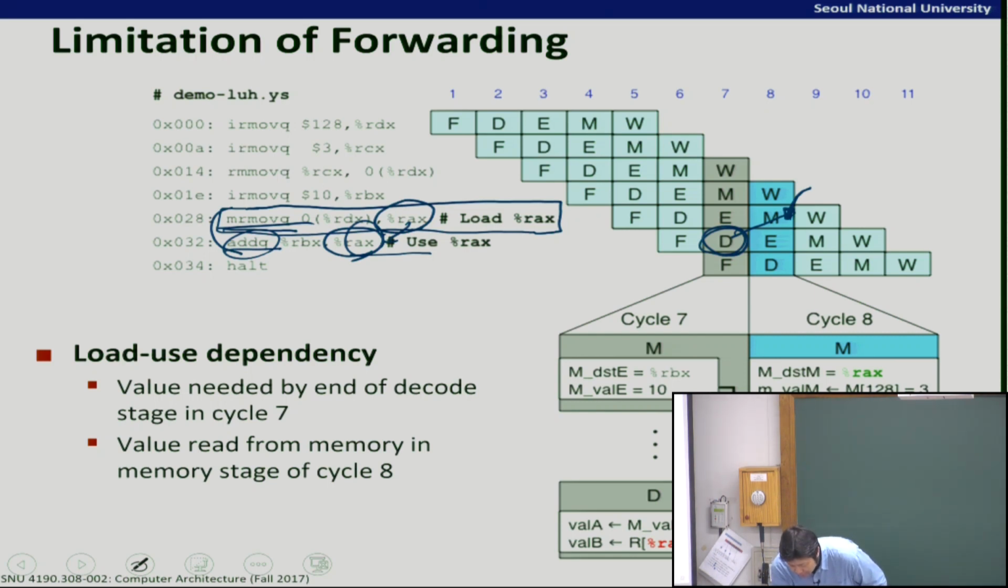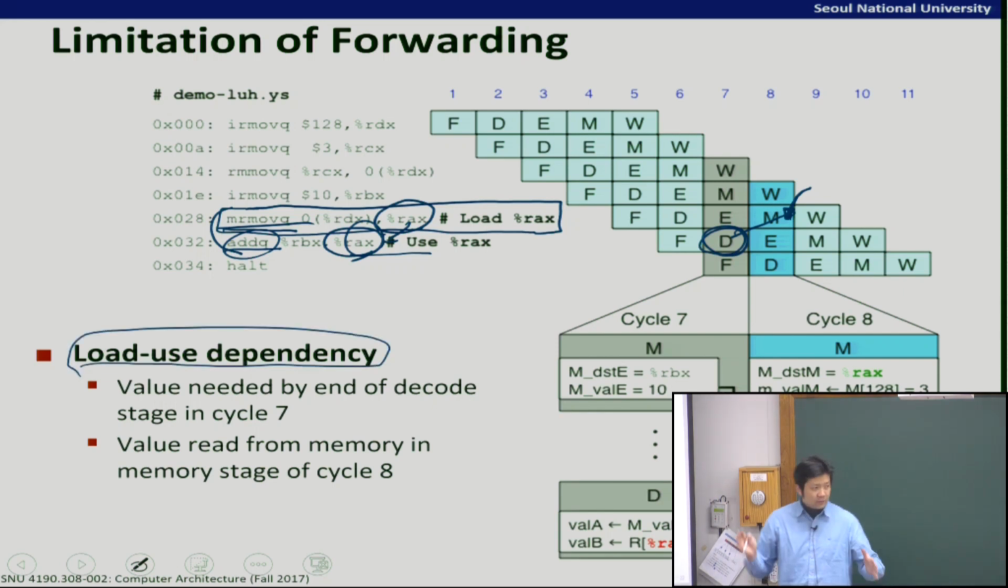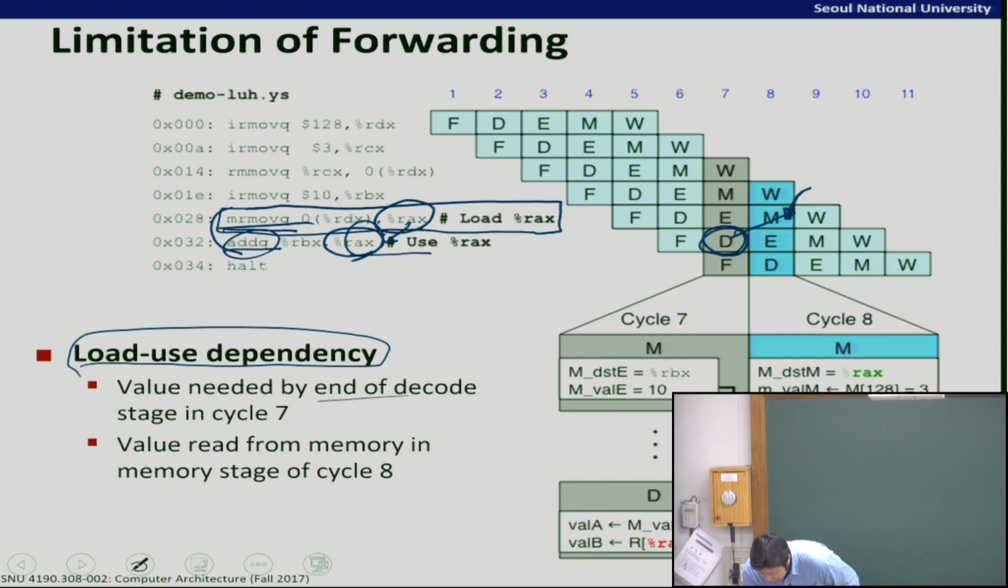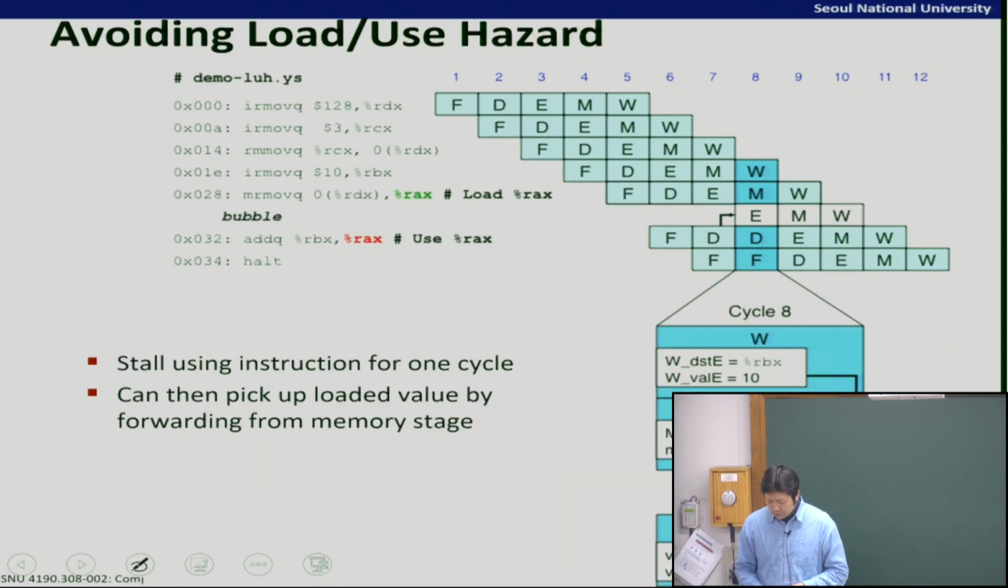So this is called a load use dependency in general. If there's a load instruction immediately followed by a use instruction, a consumer instruction, then there will be a problem. You still need to stall for one cycle. The value is needed by the end of decode stage in cycle 7, but the value is read from memory in the memory stage of cycle 8. So there's a one cycle discrepancy between the two. In this case, the only solution is you still need to stall.